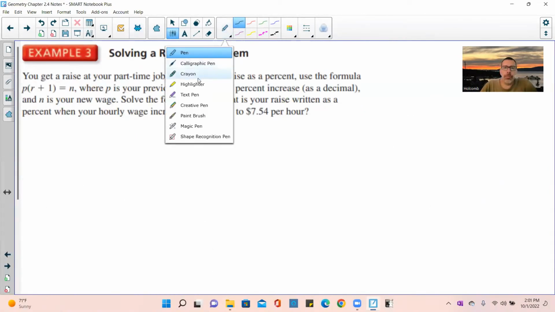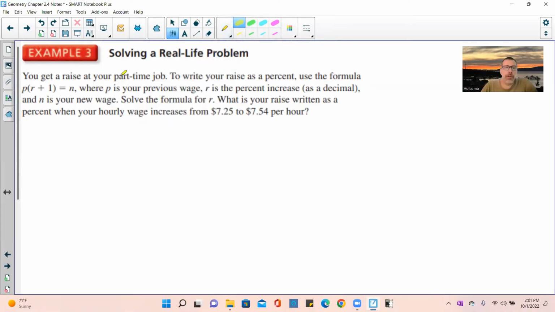Okay, now we're going to jump to a real world scenario. So you're probably asking yourself up to this point, where are we ever going to use this? Well, this is a really good example of where you could use it. So here's example 3. You get a raise at your part-time job. To write your raise as a percent, use the formula P times the quantity R plus 1 equals N. P is previous wage. R is the percent increase as a decimal. And N is your new wage.